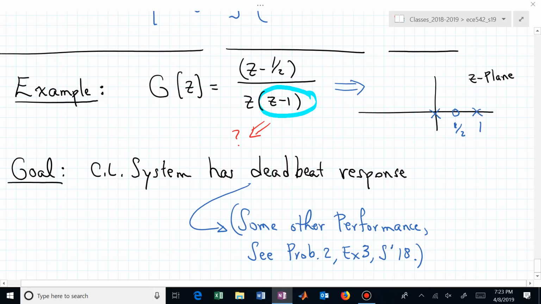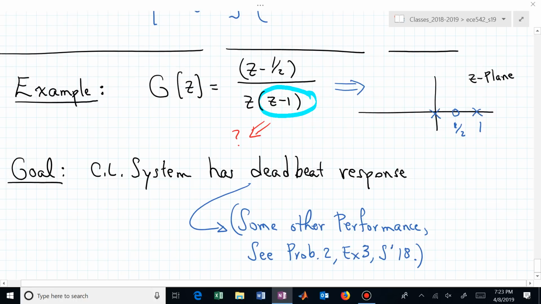I have this double-headed arrow with a question mark. What does that Z minus 1 factor in the denominator of G of Z provide for me? Does that give me anything? Is there anything valuable coming out of that? Open loop pole at Z equal to 1. It's right on the stability boundary.